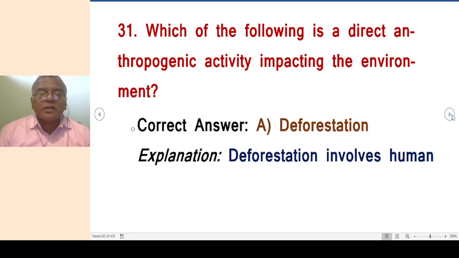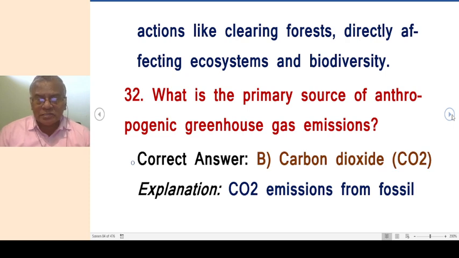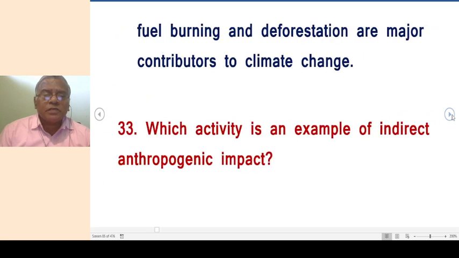Which of the following is a direct anthropogenic activity impacting the environment? A very important one, deforestation. Deforestation involves human actions like clearing forests, directly affecting ecosystems and biodiversity. What is the primary source of anthropogenic greenhouse gas emissions? That is nothing but carbon dioxide, CO2. CO2 emissions, carbon dioxide emissions from fossil fuel burning and deforestation are major contributors to climate change.